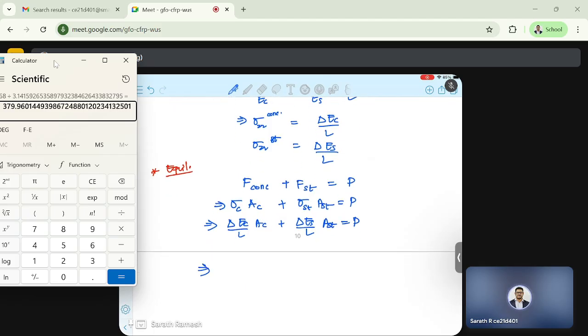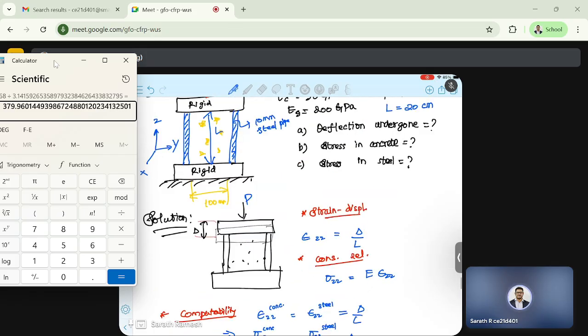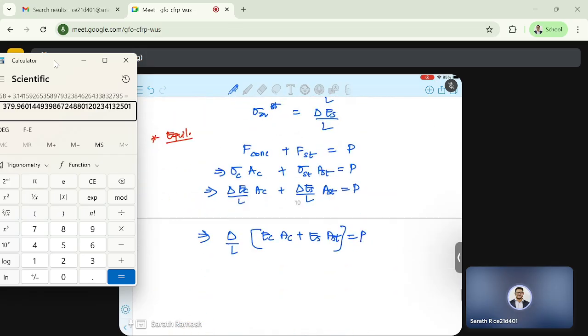This implies delta is common, L is also common. So EC AC plus ES AS is equal to P. I am interested in the deflection delta. So delta is equal to PL divided by ECAC plus ESAS.